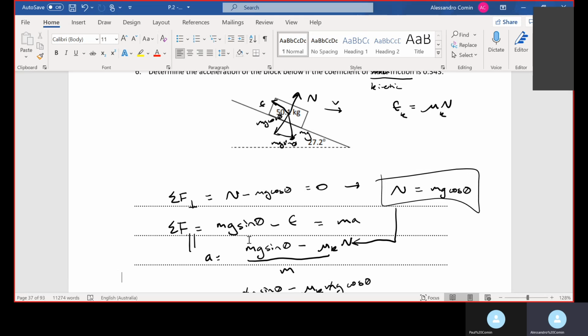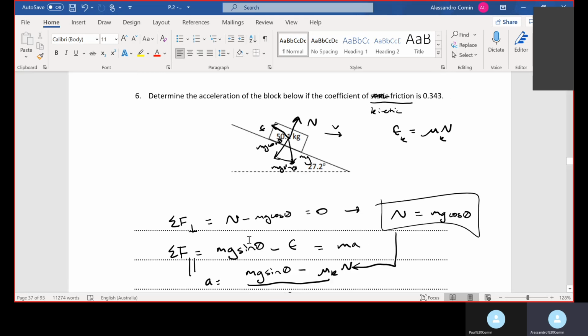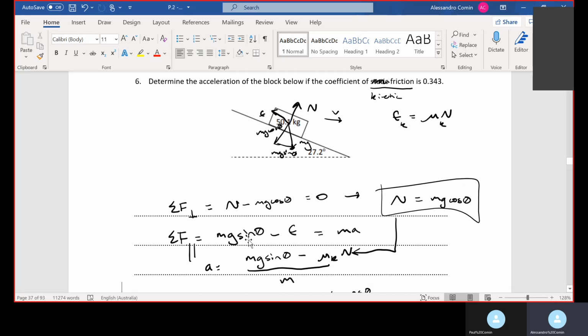What is friction? Well, I don't have a number, so it has to equal mu n. I have what mu is, it's given in the question, but I don't have what n is equal to. Oh, but hang on, by doing sigma F perpendicular, I can get n is equal to mg cos theta. I sub that in, and now I'm done.